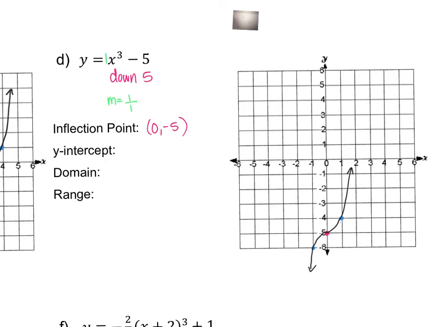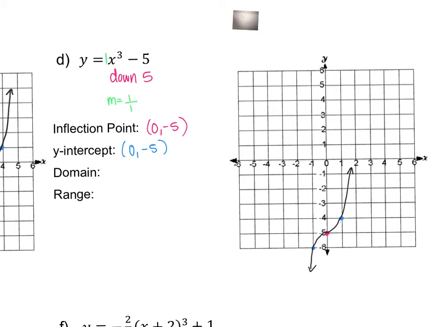Now here's the nice part. Notice that the inflection point is also a point that hits the y-axis. So I don't really need to calculate my y-intercept because I can technically see it on the graph. It's at (0, -5). It's the same spot as my inflection point.